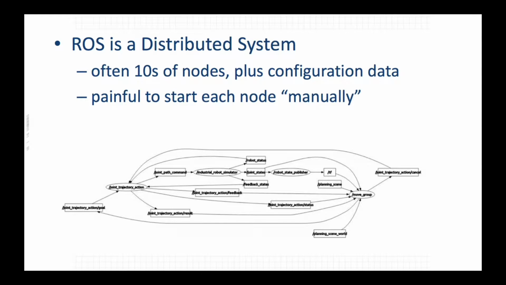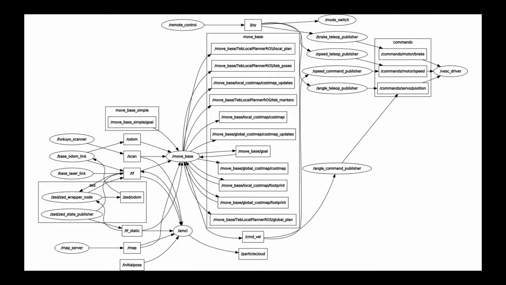So this is some arbitrary example. Here's actually the RQT graph of the F110 car. So you can see everything in oval is like a node, and all the square things are names of topics. So we have at least a dozen nodes which have to be launched in some particular order for the car to respond to your sort of autonomous navigation intention.